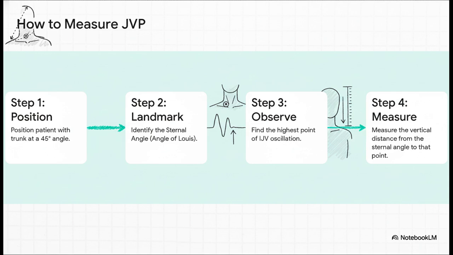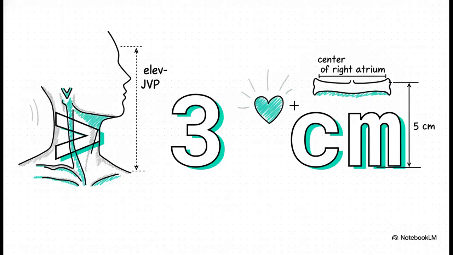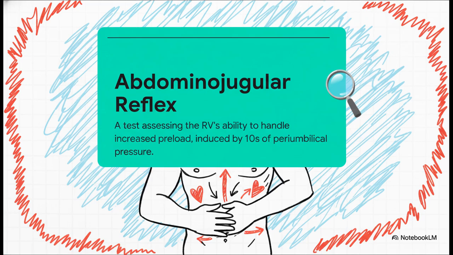And here's a vital tip. While you can see the waveforms best when the patient is lying flat, you have to do the actual measurement at 45 degrees. Okay, so here's the magic number you're looking for. A vertical height greater than 3 centimeters above the sternal angle is officially an elevated JVP. And if you want to estimate the actual right atrial pressure, it's easy. Just add 5 centimeters to whatever you measured. Why 5? Because the sternal angle is a fixed landmark that's pretty consistently about 5 centimeters above the center of the right atrium. Now, what if the JVP is tough to see?